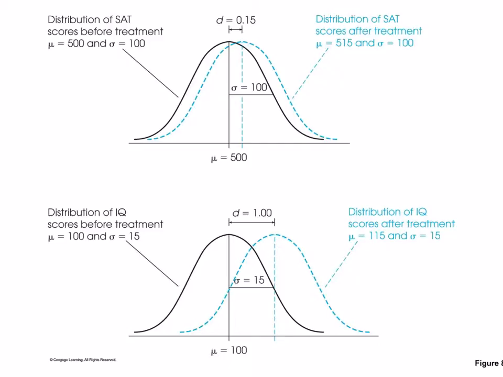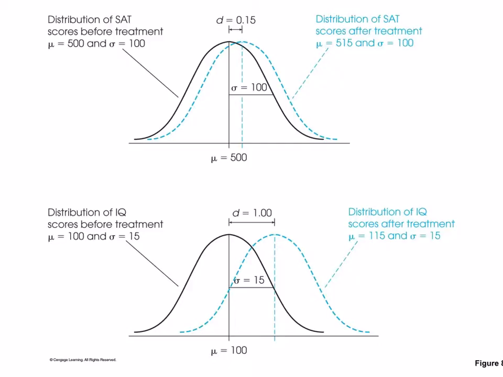In the first graph on the top, we have the distribution of SAT scores before treatment and a distribution, in the blue dotted line, of SAT scores after treatment. Presumably the treatment is some sort of SAT training course. And we do see an increase in the mean of the population. We have a mean of 500 before and a mean of 515 afterwards. We then have an effect size between those two of 0.15. Cohen's d is 0.15. Again, those distributions are pretty close to each other. They're pretty much on top of each other.